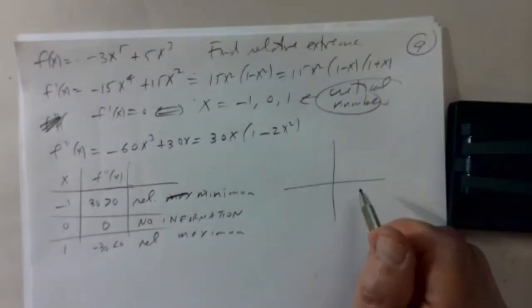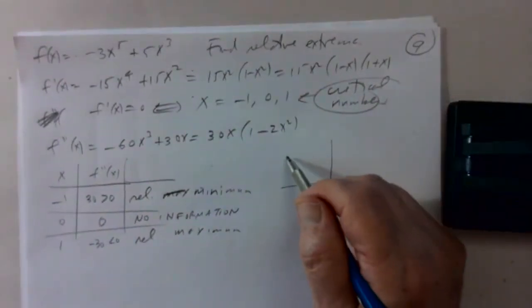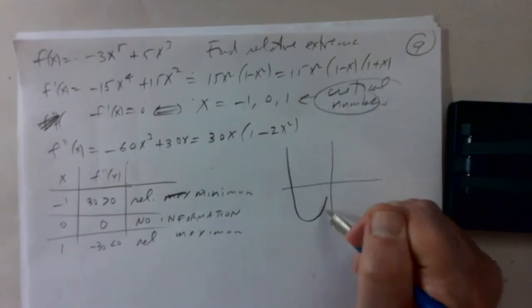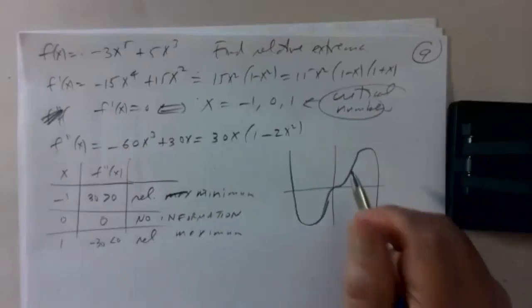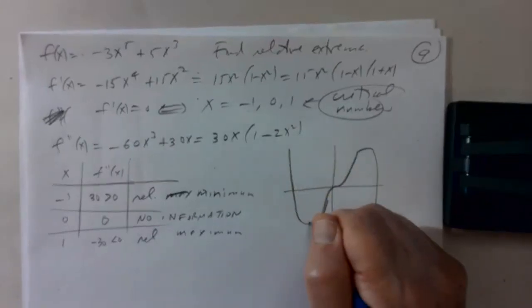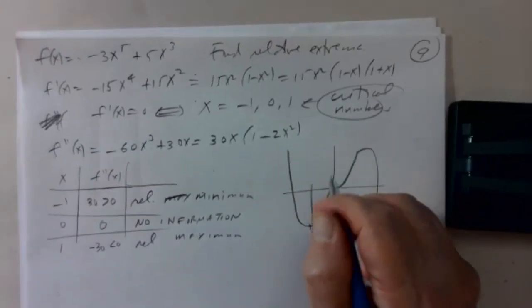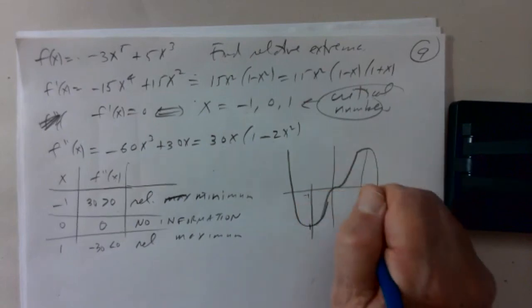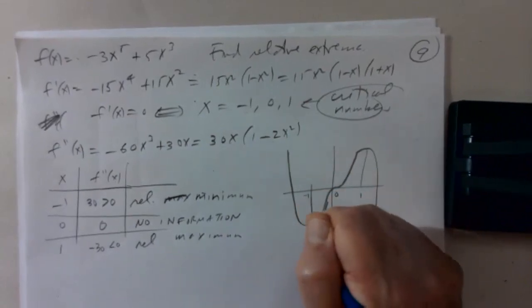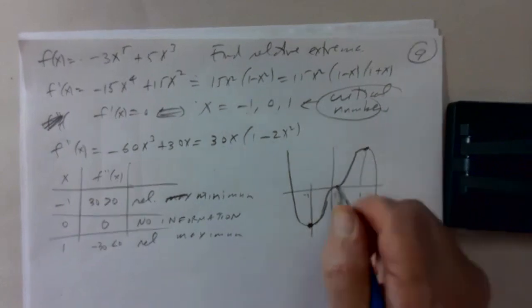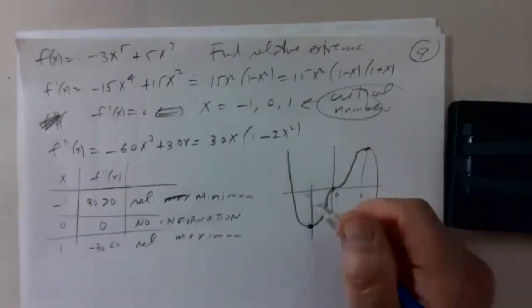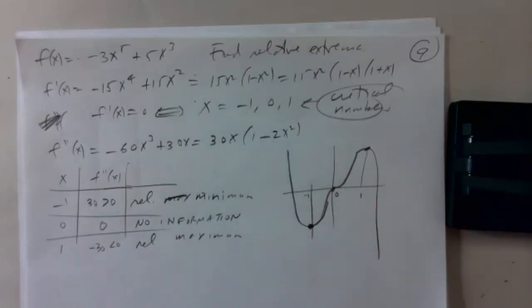And the book shows us what the graph of this function looks like. Looks like that. This is the point minus 1. This is the point 1. This is 0. Here we have our relative min. Here we have our relative max. Here we had no information, and it turns out that there's neither a minimum nor a maximum.